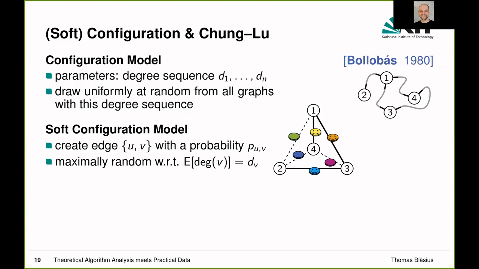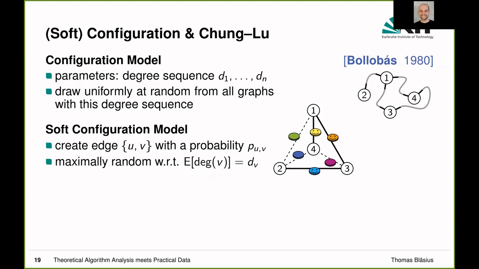What is the difference to the GNP model? Well, the difference is that you have different coins for different vertex pairs. And how do you choose the probabilities for the coins? You choose them in such a way that you maximize the entropy, so you're maximally random, with respect to the restriction that the expected degree of the vertex v should be dv.